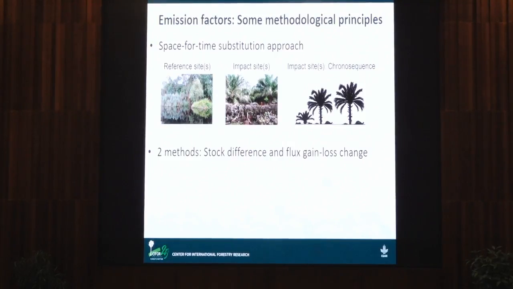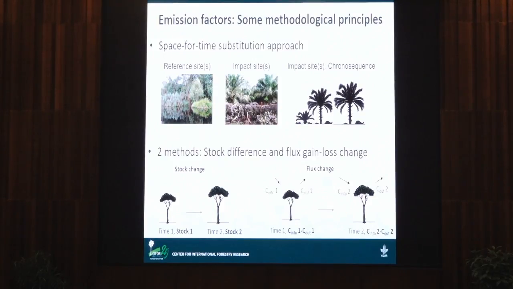We have two generic methods that we use to measure CO2 emissions from an activity, and these are called the stock difference and the flux gain loss change. So the stock change approach is quite common. We measure the carbon stocks at time 1 or in a reference site, and we measure the stocks of carbon at time 2 or in a site where we have an activity taking place. And by calculating the difference between the two of them, we know how much carbon is gained or lost.